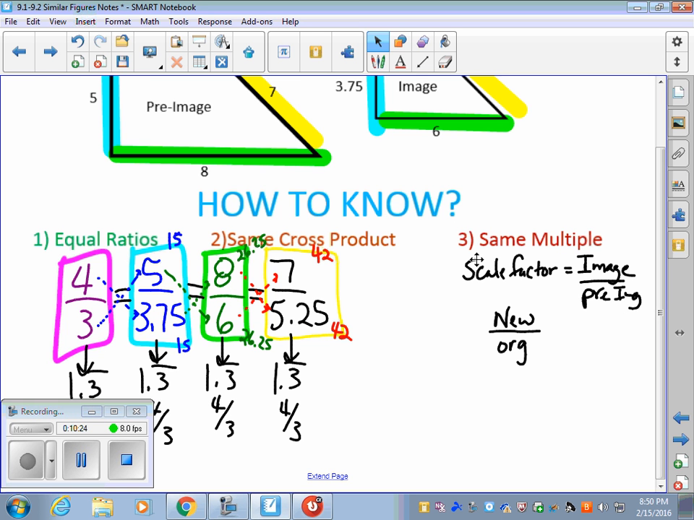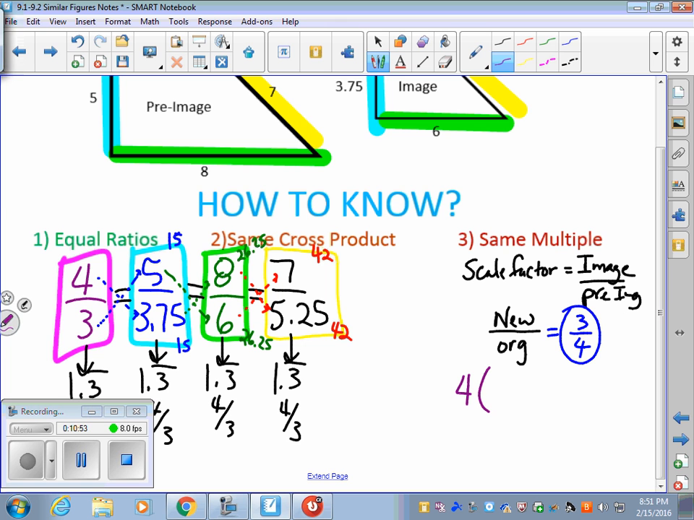So let's say I just do the bases, the first base, the 4 and the 3. Because it's image to pre-image, the scale factor would be 3 over 4, or my multiple. This is what I'm multiplying each side by, and to check that I get the new length, I compare with each one. So I'm going to go with my 4. If I had the length 4 and I multiply it by 3/4, it equals 3. So that worked. Then I just check to make sure it works for all.